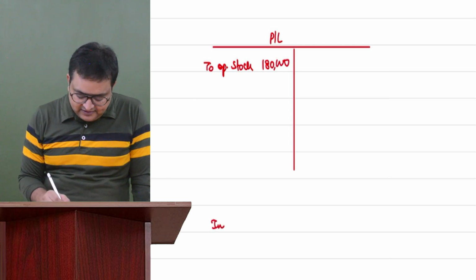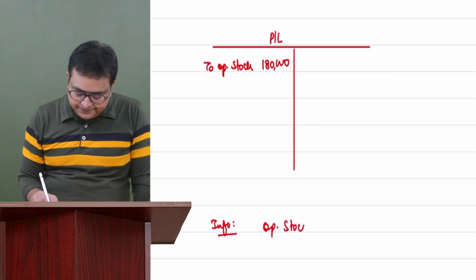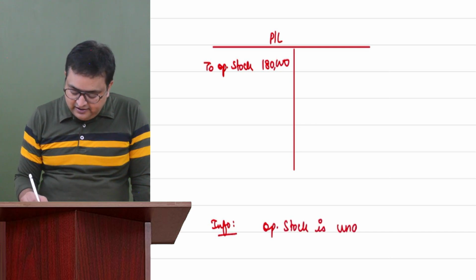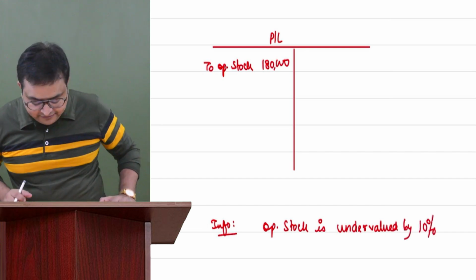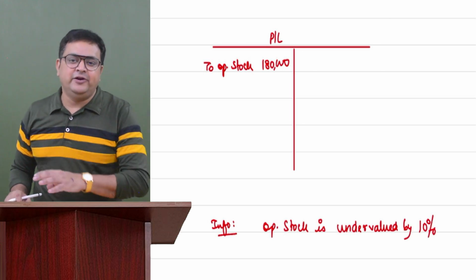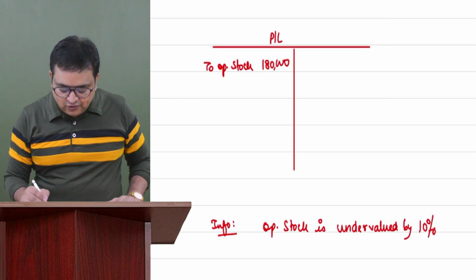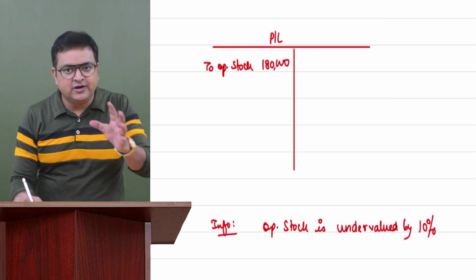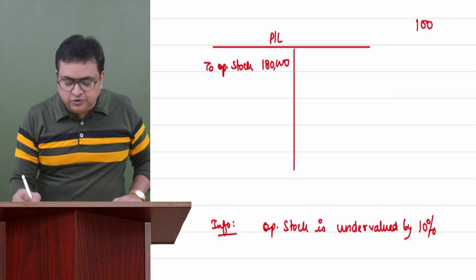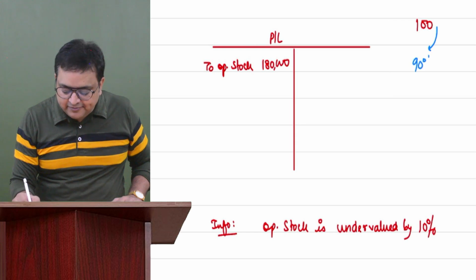And in the information, they can tell you that opening stock is undervalued by 10%. See, they have given you an adjustment. Now they have not given you the amount, they have given you a percentage. It means that if the correct figure of your stock would have been 100, you have undervalued it by 10%. It means that you are showing it at 90%.